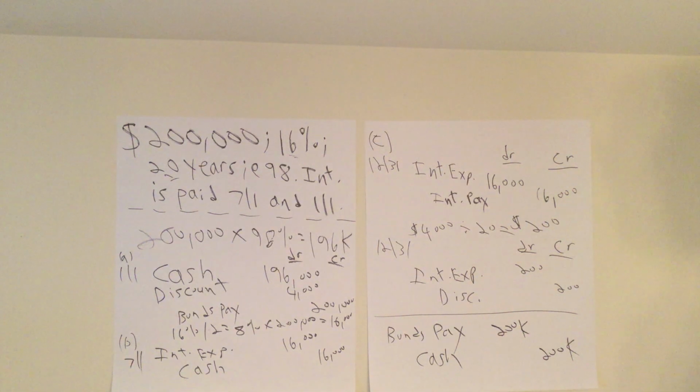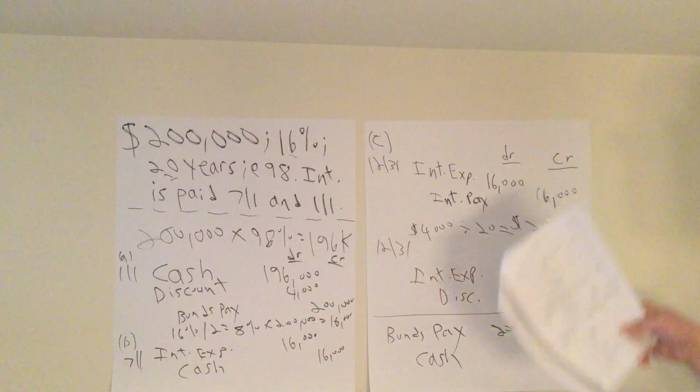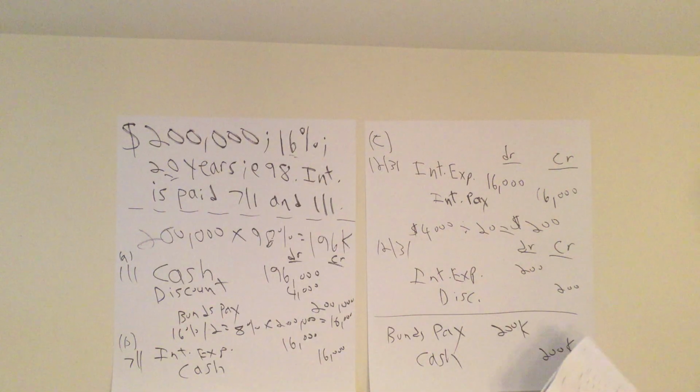All right, so just to recap, we issue the bonds, we receive $200,000, we pay interest or accrue interest. We do it every year. We amortize the discount every year, and at the end of 20 years, we actually pay back the bond. So that's the homework question.